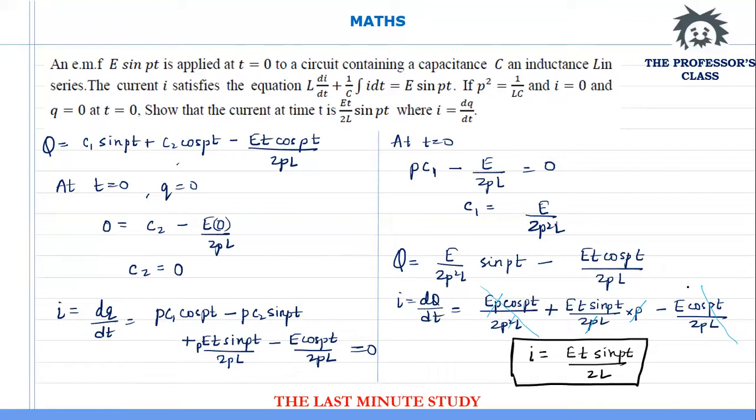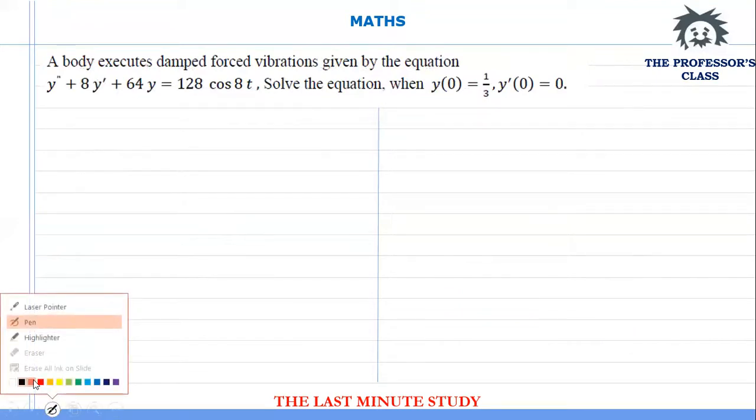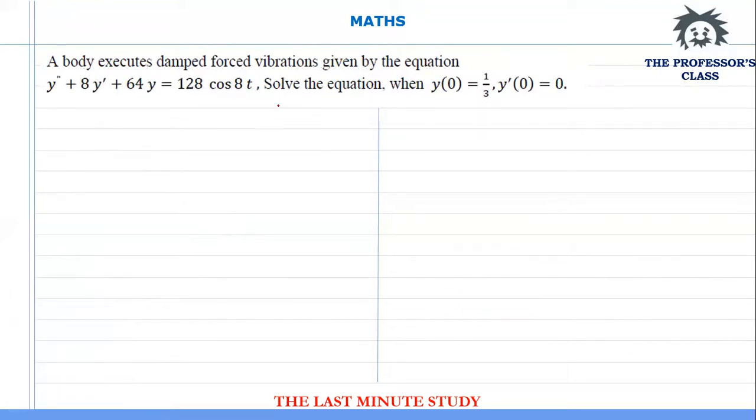Let's see the last question of this tutorial. A body executes a damped forced vibration given by this equation. So you have to solve this equation. Let's see what the equation is over here. It's y double dash plus 8y dash plus 64y equals 128 cos 8t. So this is a non-homogeneous equation.